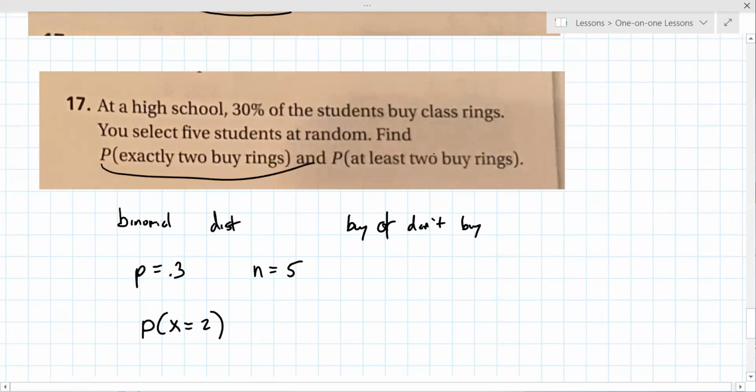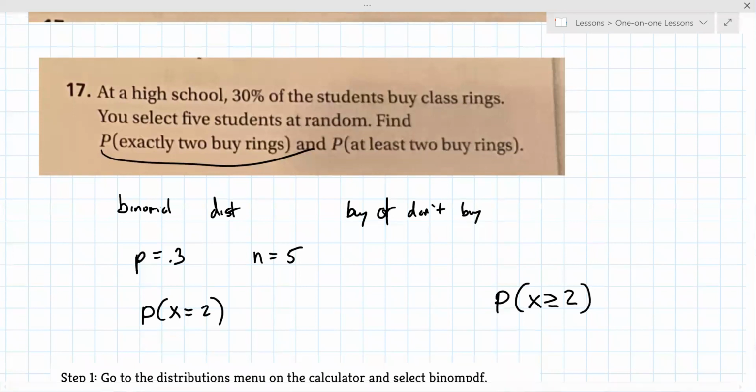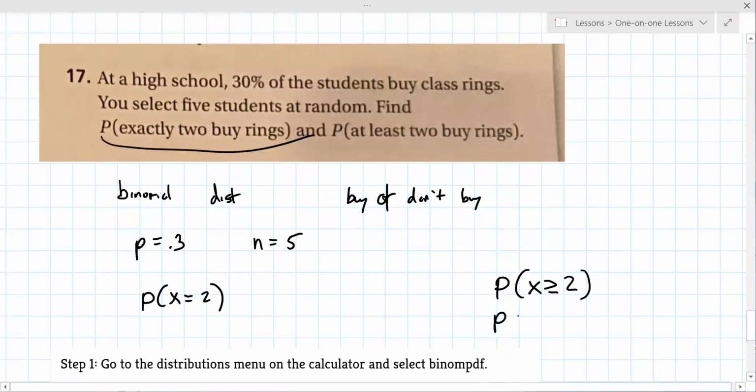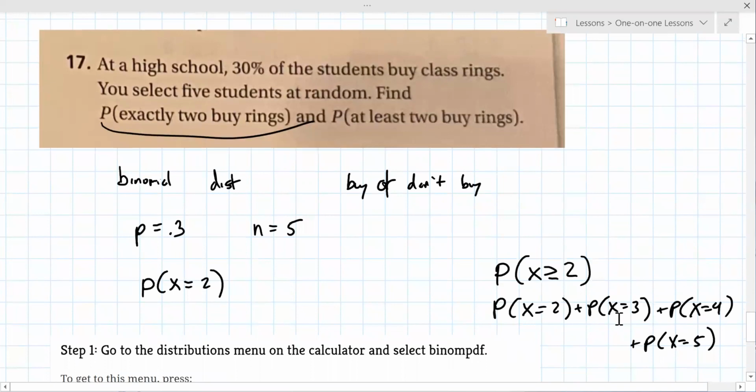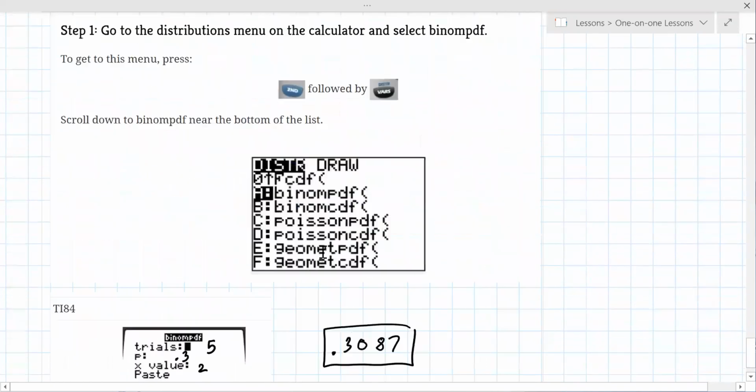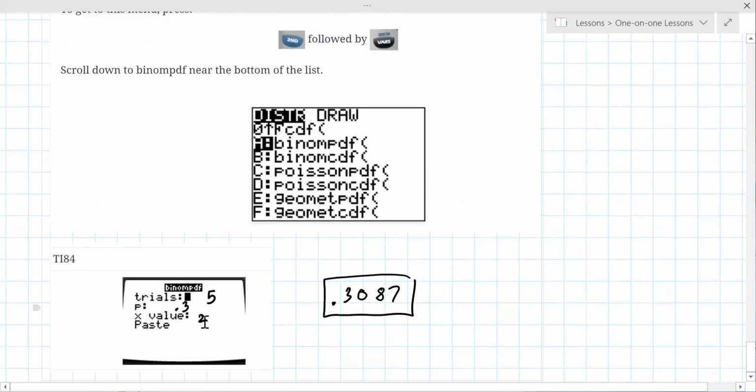The probability that they buy at least 2 rings is the probability that x is greater than or equal to 2. There are a couple ways to do this. You can do the probability that x is equal to 2 plus the probability that x is equal to 3 plus the probability that x is equal to 4 plus the probability that x is equal to 5. So you could do this 4 times. You'd do it for 2, then change this number to 3, then 4, then 5, and add up all the results. That's one way to do it. It's not the best way, but it's one way.